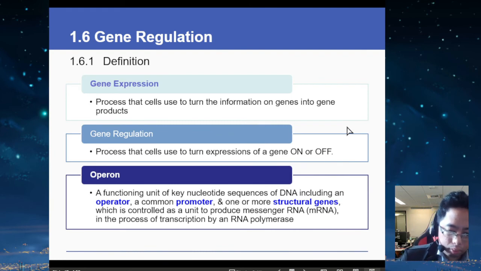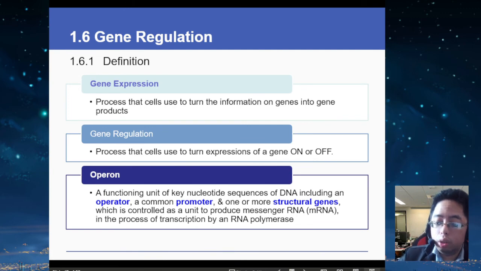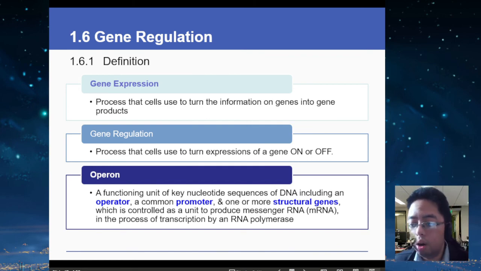Now we move to gene regulation. Gene regulation is the control of genes, a process to turn the genes on or off. An operon is the functional unit of key nucleotide sequences of DNA. That means in an operon you have a DNA gene that does something, and then you have a switch that turns it on and off.